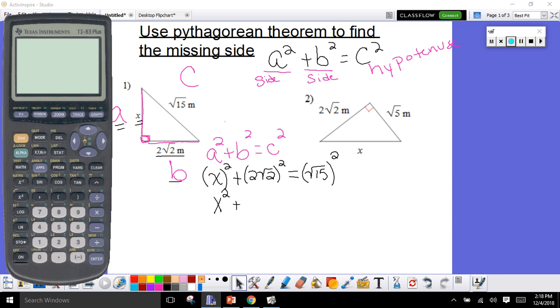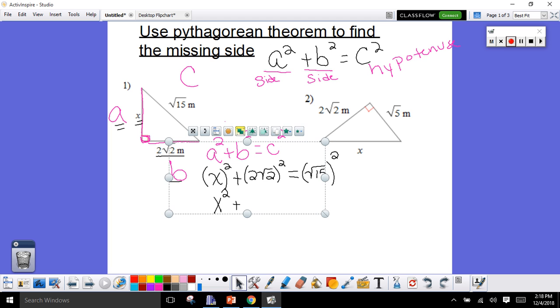in parentheses. Remember that if we're doing parentheses because we have a square root, we have 2 and the square root of 2 squared. Press enter and my answer is 8. So that goes into my formula here.